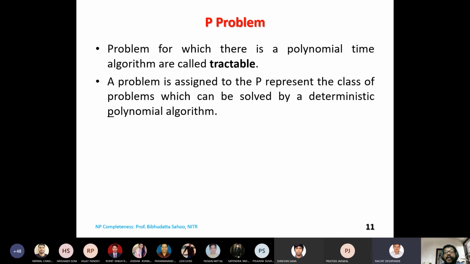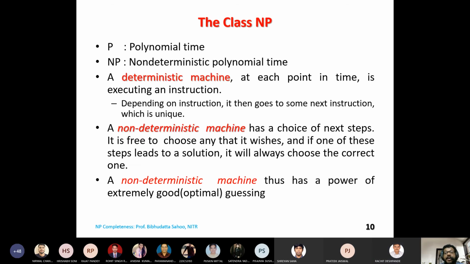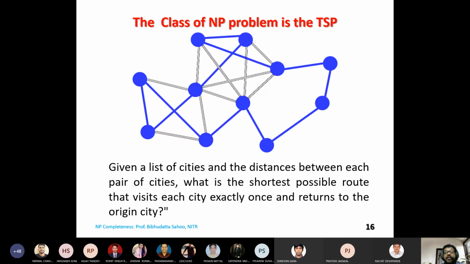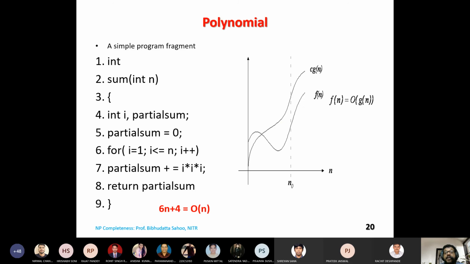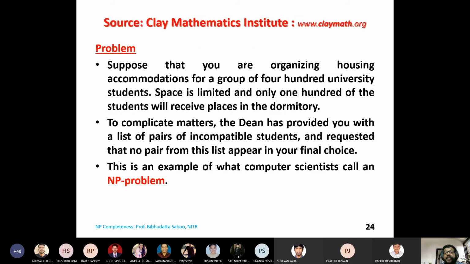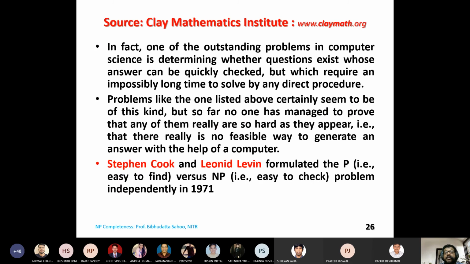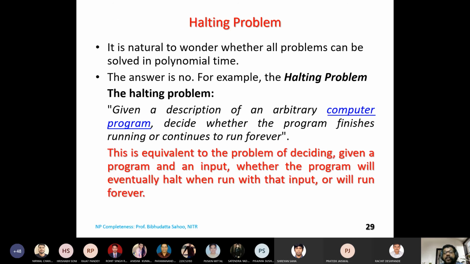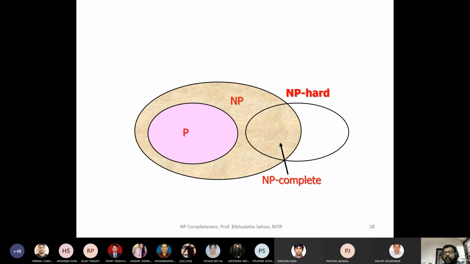If you look into that diagram again and again, I always try to refer to that diagram. Once you understand what that diagram says, some problems are outside. The NP-hard world is outside this NP world. Some of the problems which are NP-hard, those which are proved to be NP-complete, fall into the category.